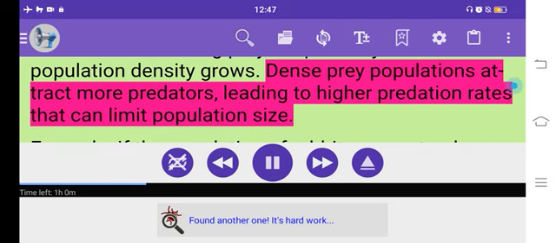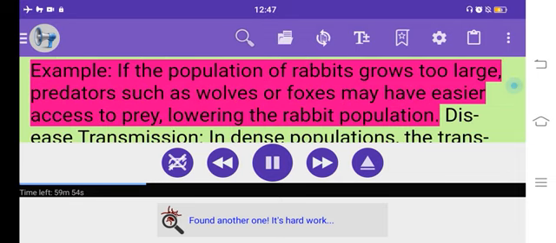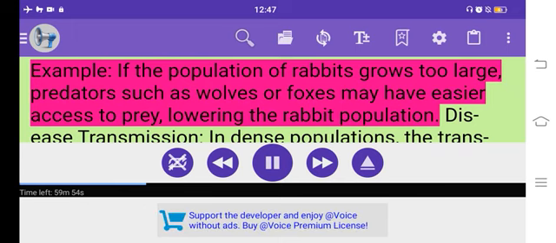Dense prey populations attract more predators, leading to higher predation rates that can limit population size. Example: if a population of rabbits grows too large, predators such as wolves or foxes may have easier access to prey, lowering the rabbit population.